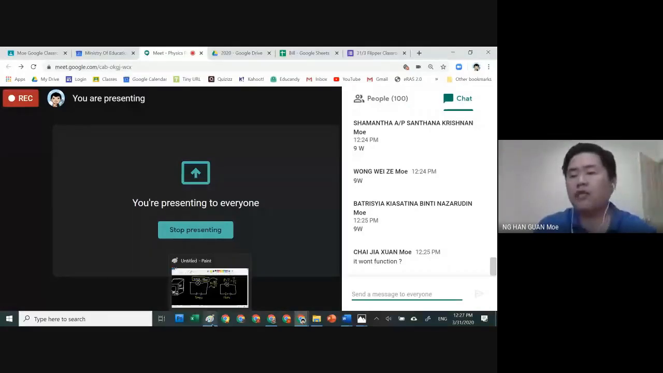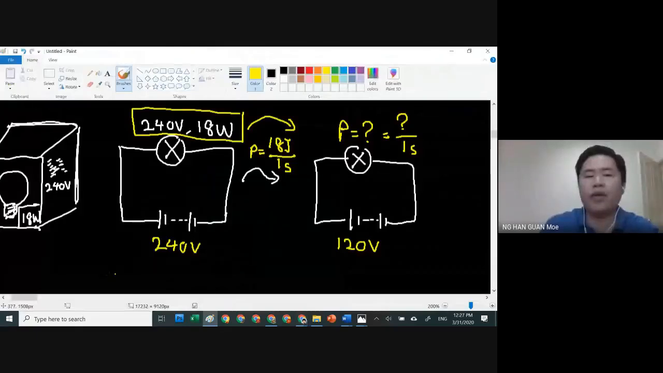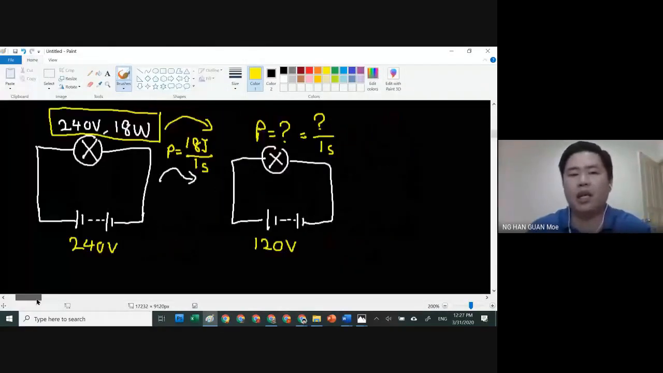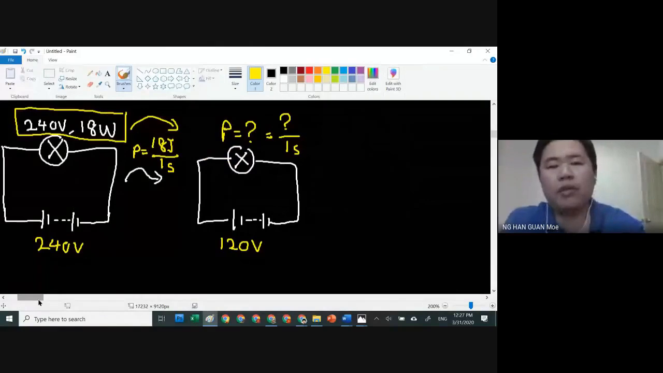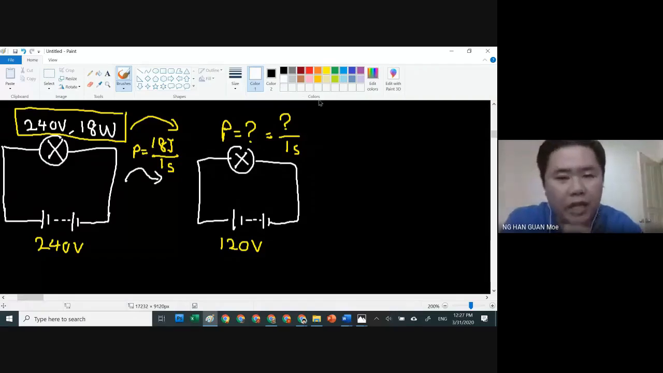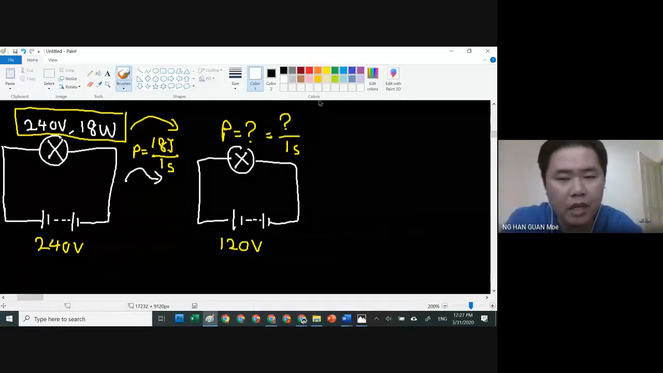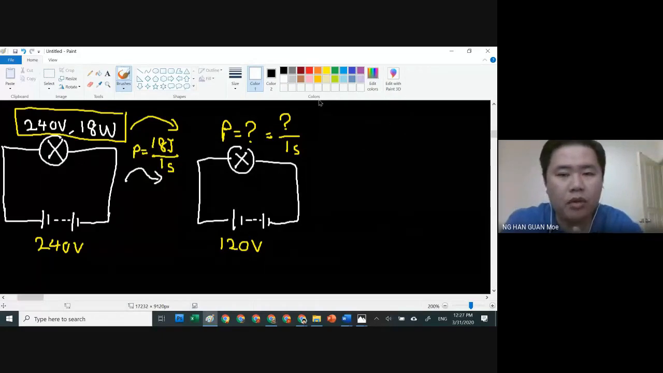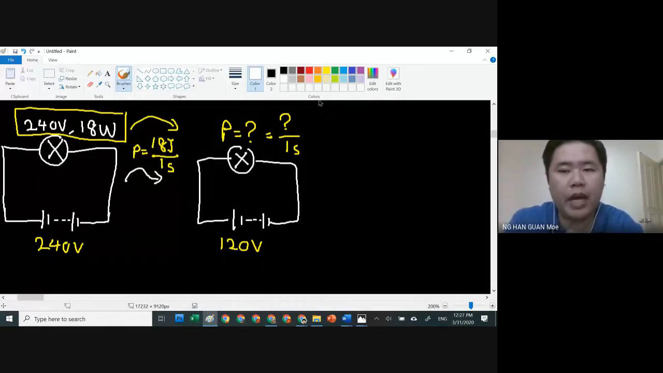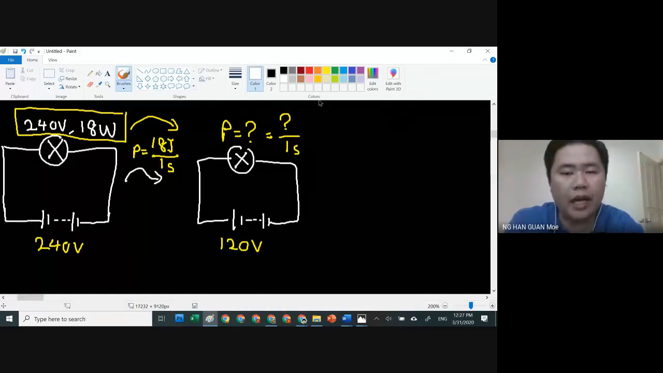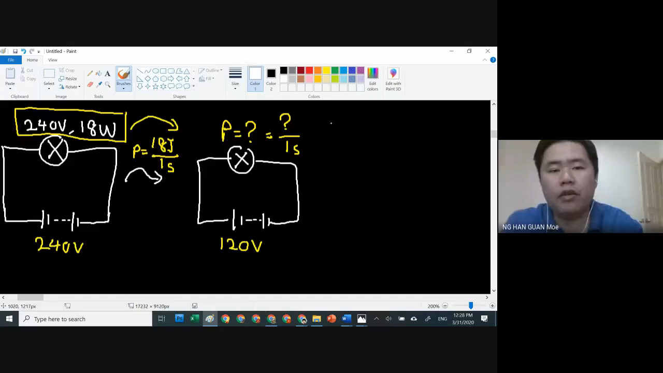I think I already gave you a warning about this in the previous class. If you recall, I told you before: do not simply apply any ratio unless you know the ratio is equal to some constant value.